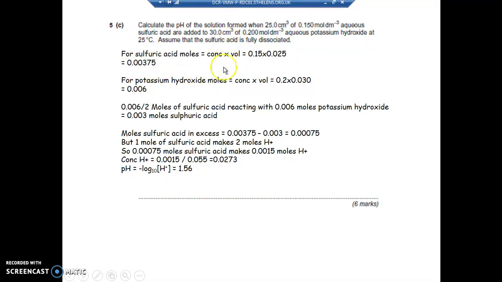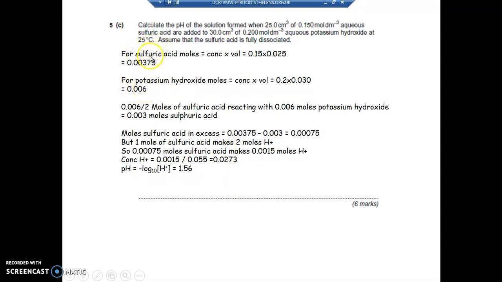I do the same for potassium hydroxide because I've been given a concentration of 0.200, 0.2, and I multiply it by 0.03, which is 30 centimeters cubed in decimeters cubed. 30 centimeters cubed divided by 1000 is 0.030. So I multiply those two together. I've got the number of moles of potassium hydroxide.